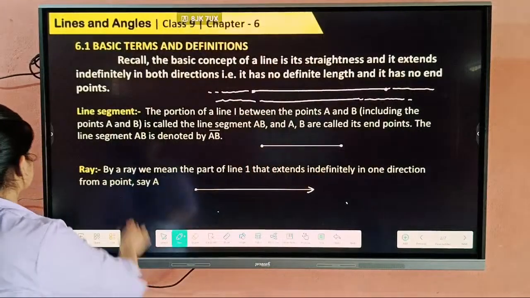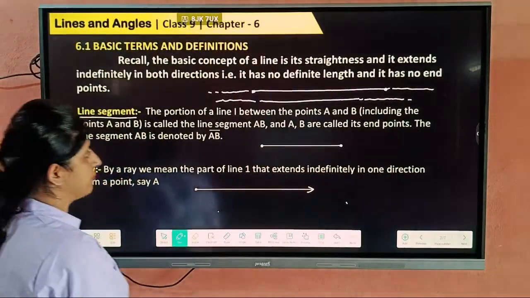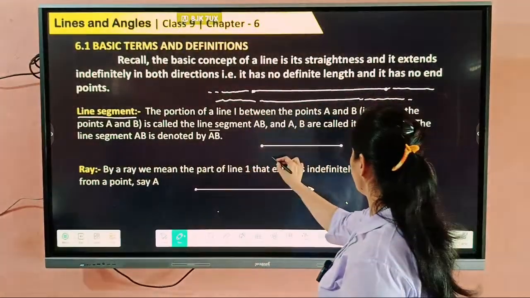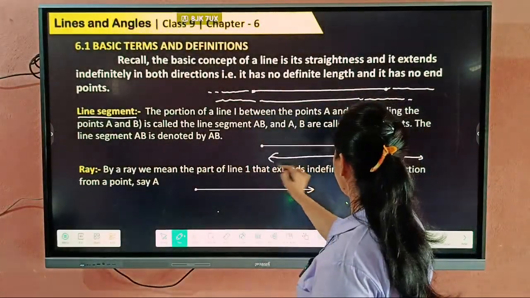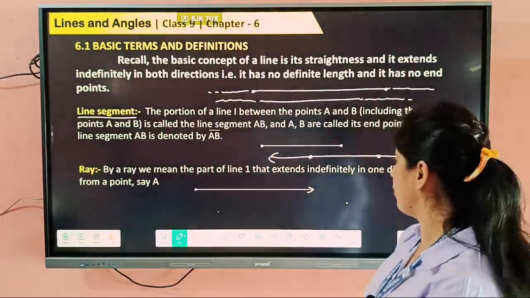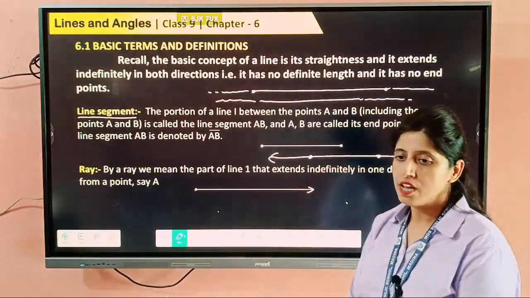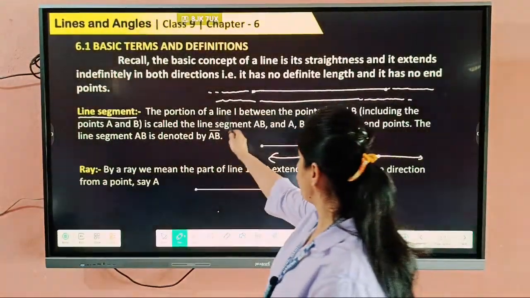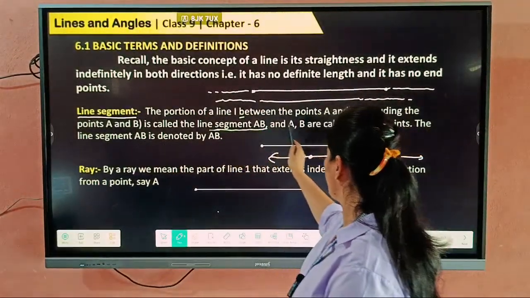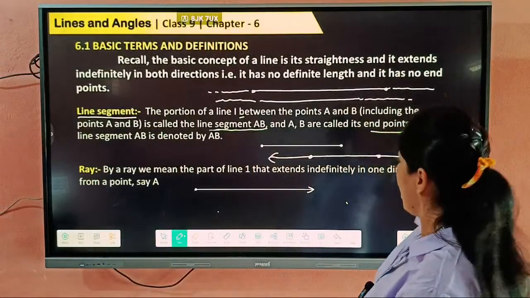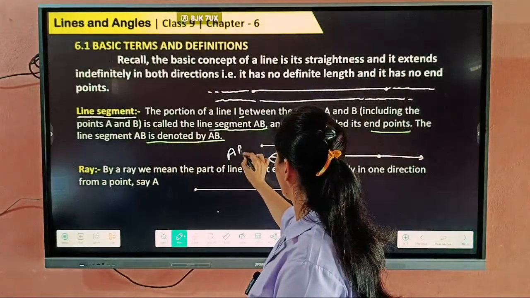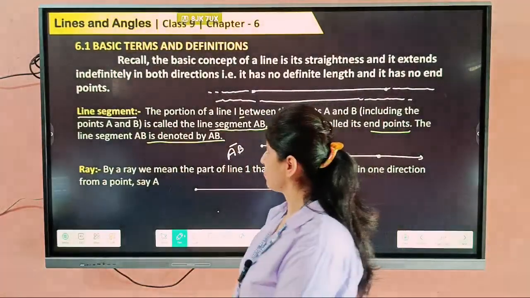Right. Next is the line segment. What is a line segment? A line segment is also a portion of a line. So this is a line, and it is also a portion of a line. It has two endpoints. The first is initial and the other is terminal, right? So a portion of a line with the two endpoints A and B is called a line segment, and A and B are also called its endpoints. The line segment AB is denoted by AB like this, right?